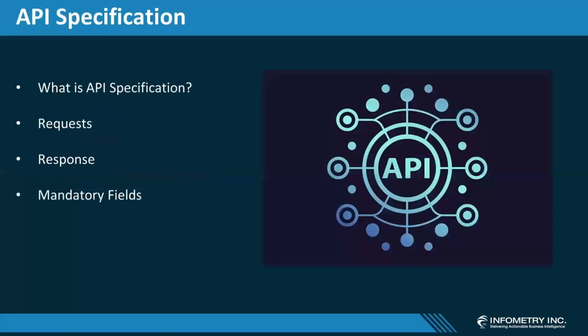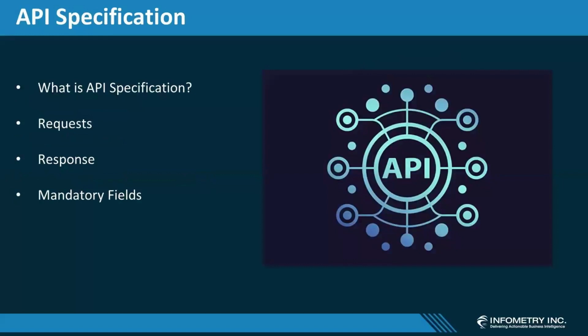Let's move on to the next one, API specification. An API specification provides an understanding of how an API behaves: what the API will accept, what we need to follow, what we need to send, what type of response we'll get, what type of request we need to send, and what mandatory fields we need to assign values to compulsorily. These are all the things we'll get in an API specification.